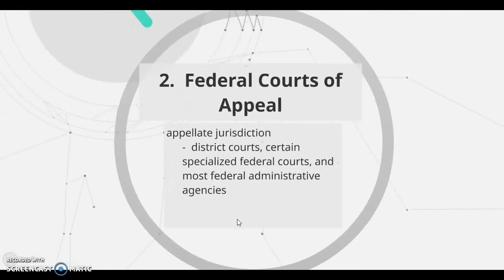Second level are the federal courts of appeal. They have what's called appellate jurisdiction. They have the authority to rule over cases that have already been heard at the federal level, and then either do one of those 5 things I talked about earlier with what appellate courts do. Most federal administrative agencies, if there's an issue with them, like the FCC or the DNR or somebody like that, will go to the federal courts of appeal.